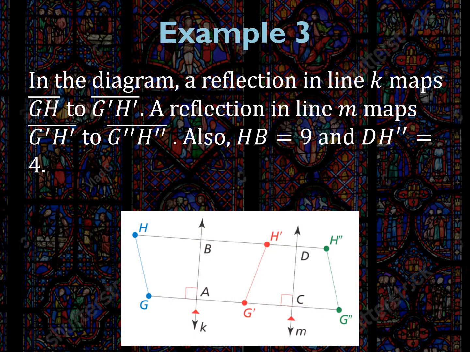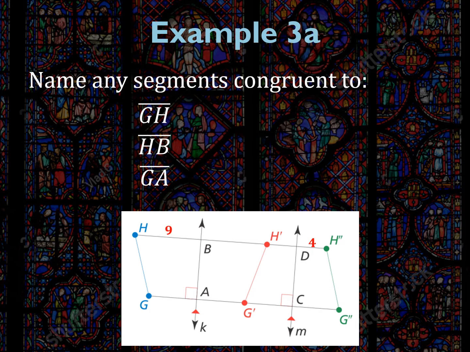Example 3, the diagram, a reflection in line K maps GH to G prime H prime, and then a reflection in line M maps G prime H prime to G double prime H double prime. You're told HB is 9 and DH double prime is 4. So those are the numbers on the shape. 3a: Name any segments congruent to GH.